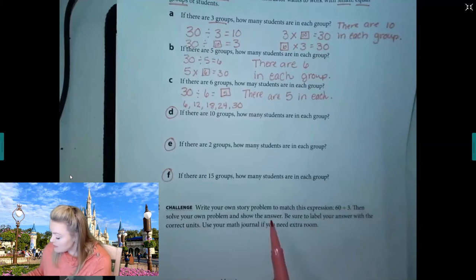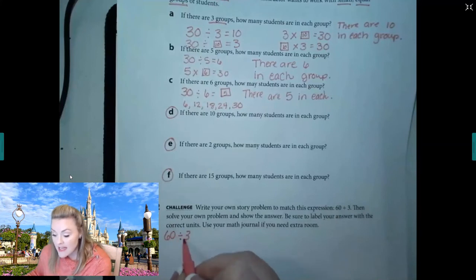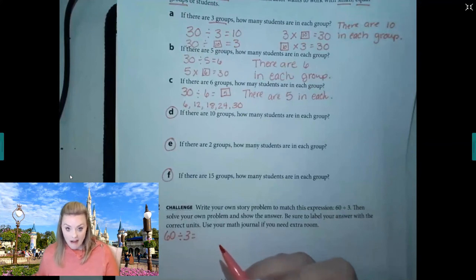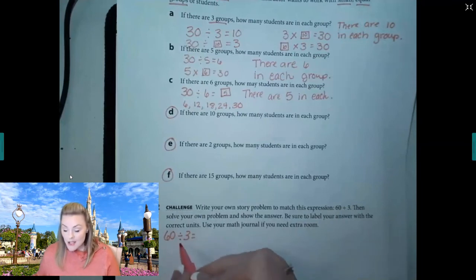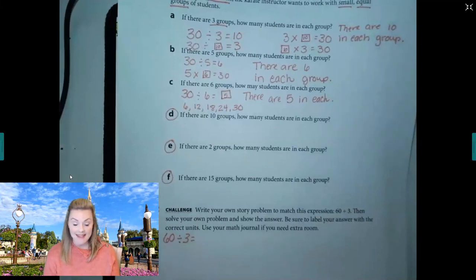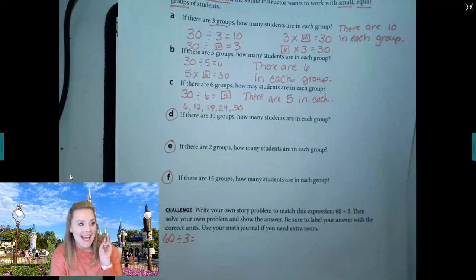Write your own story problem to match this expression: 60 into 3 equal groups. Now remember, the division sign means into. Just like with multiplication, we would say groups of. That would help us to understand what we're doing. Go ahead and read this as 60 into 3 equal groups. So I could say 60 cupcakes into 3 boxes. Or I could say 60 seashells that I found by the sea shore can be shared with Shelly, Sean, and Serena.